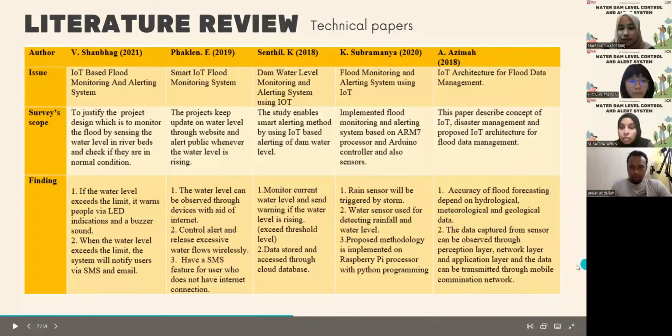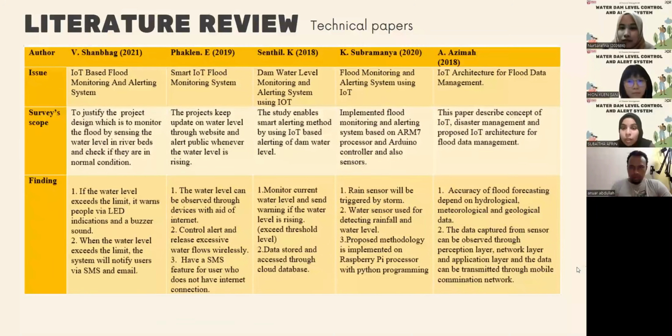And the fourth one is a flood monitoring and alerting system using IoT, which is based on an ARM7 processor and Arduino controller sensors. The author identified mitigation by reducing the risk of flood. And the last one describes the concept of IoT disaster management, and proposed an IoT architecture for flood data management, with an implementation that obtains, scans, and handles the flood-related data. I will pass to Anwar.